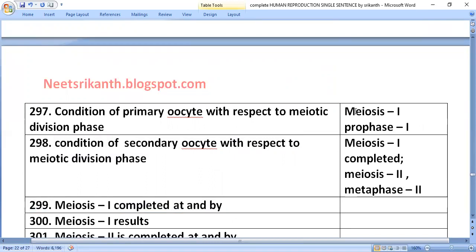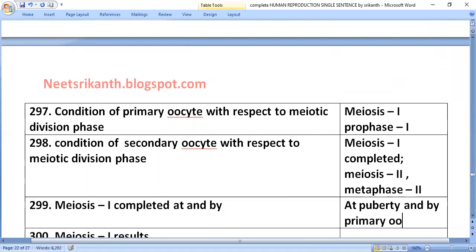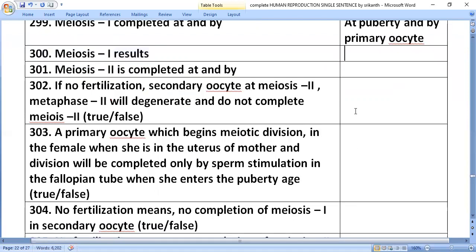Meiosis 1 is completed at puberty only, by the primary oocyte. Meiosis 1 results in a secondary oocyte. Meiosis 2 is completed at the time of fertilization.